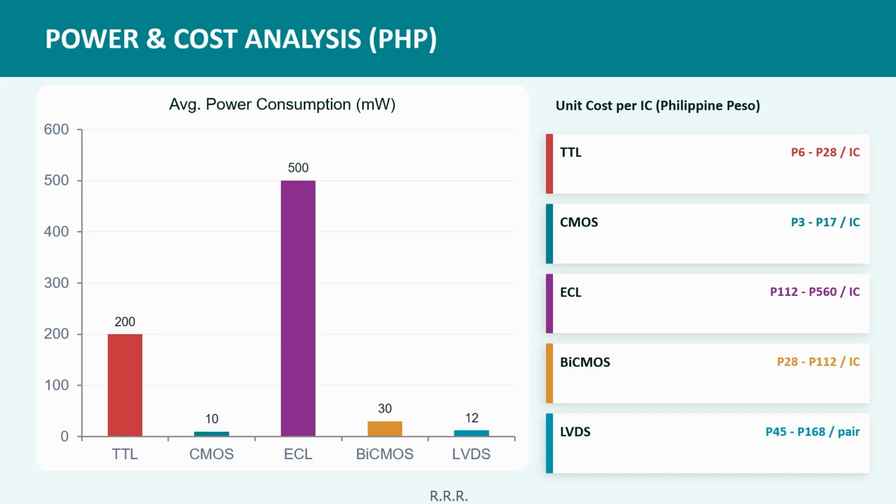In short, CMOS wins on both axes. Lowest power consumption, lowest cost. When you are designing a battery-powered device for the consumer market, those two factors together make the decision straightforward.